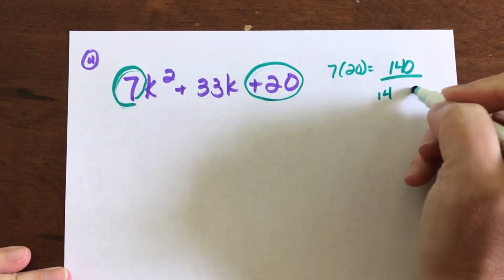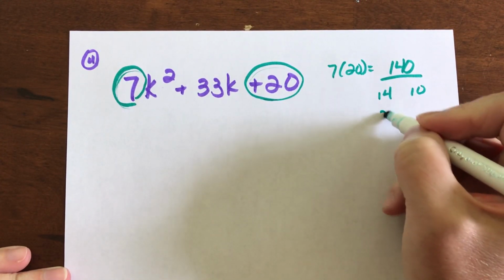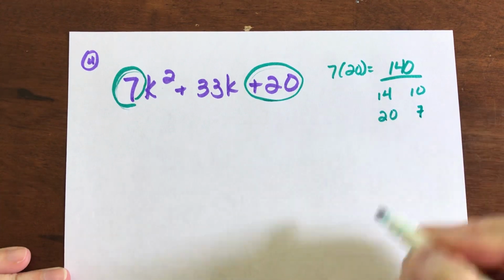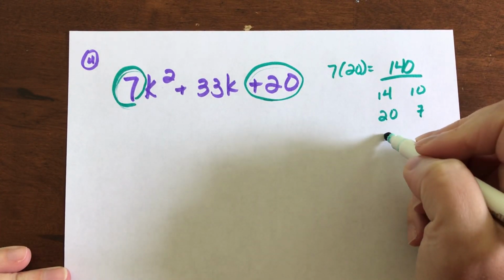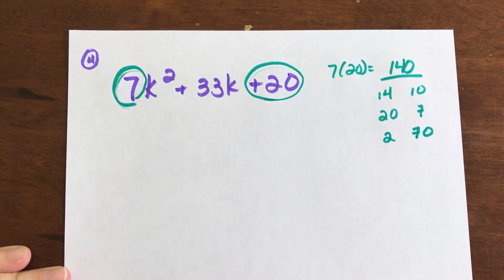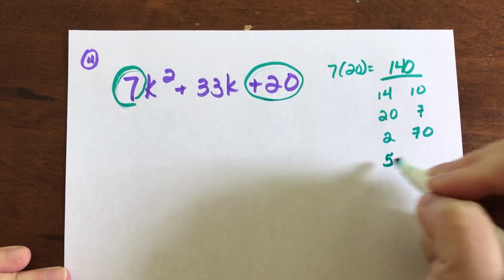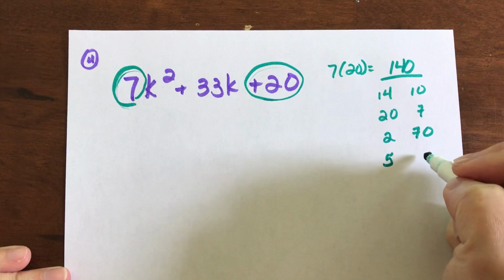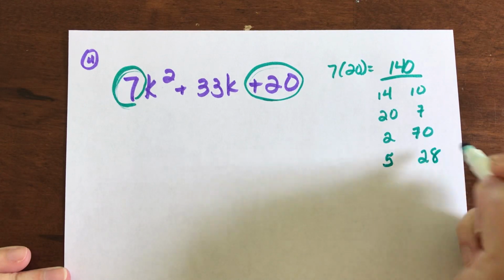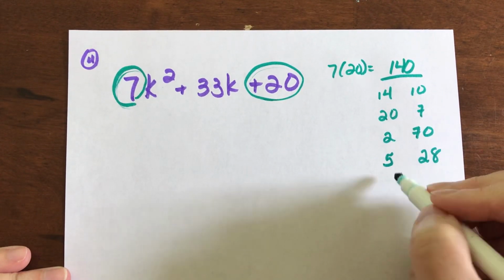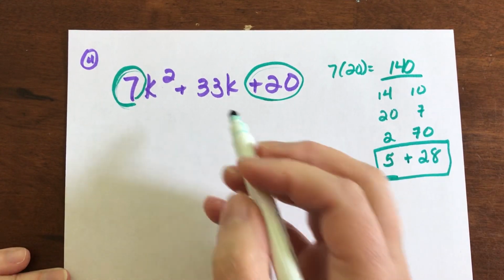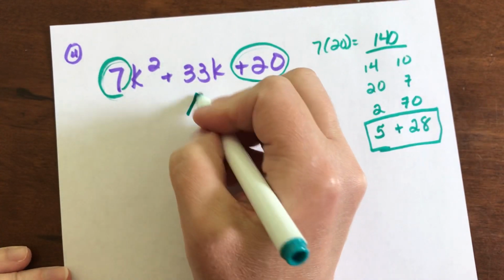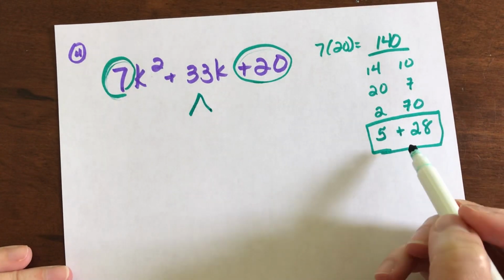Well, 14 and 10 is definitely not going to work. 20 and 7 is definitely not going to work. Let's see. 2 and 70 is definitely not going to work. Let's try 5. 5 goes into 140 28 times, so 5 and 28. Ah, there we go. 5 and 28 will work because they'll add up to equal 33. Okay, so I'm going to break down my one term into 2. Now again, look at this.